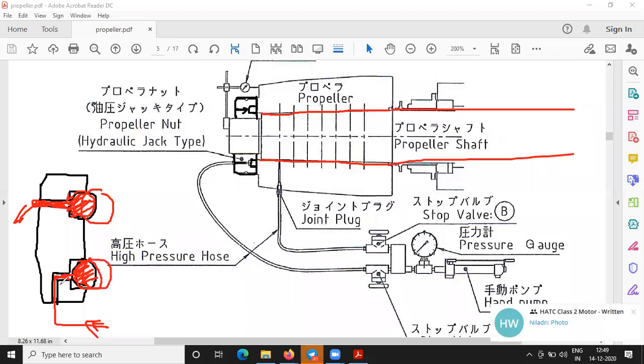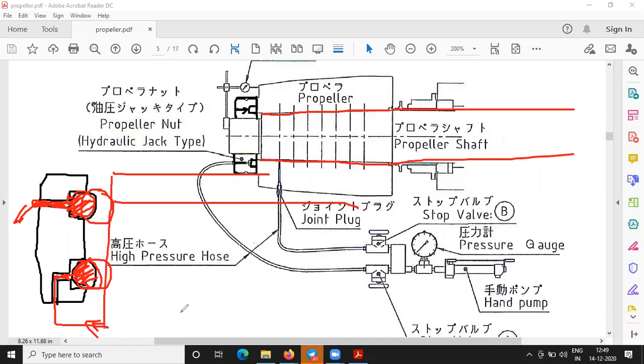Okay, so we are using this oil pressure which is acting on this rubber pad, and the rubber pad will be pushed outward. So here is the propeller boss which needs to be pushed inward. When I apply the pressure, the pads will move forward and start pushing the propeller boss. So the propeller boss will start mounting on the shaft. Okay, how is the arrangement?